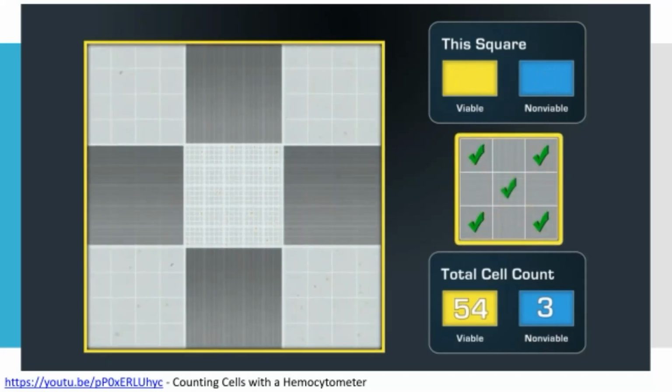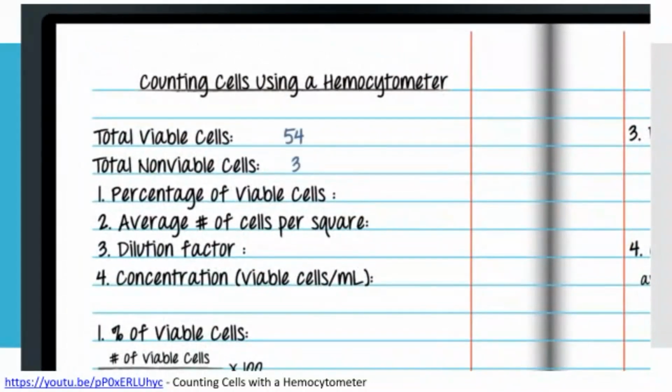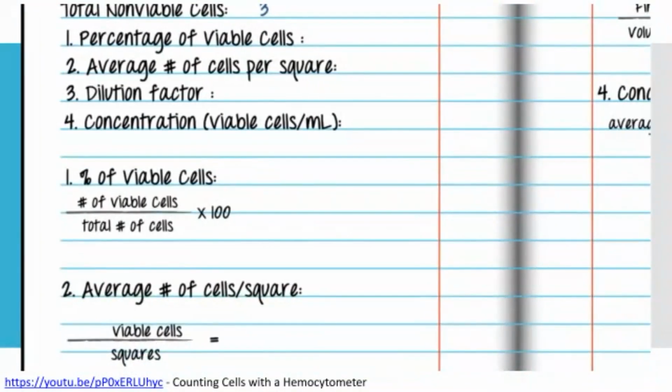The total number of viable cells from all 5 squares is 54. The total number of non-viable cells is 3. Now that we have counted our cells, there are several calculations we need to perform. First, let's calculate the percentage of viable cells.